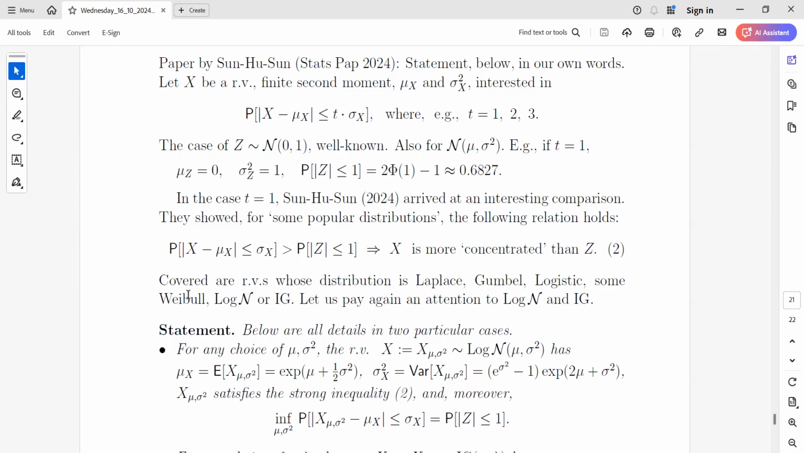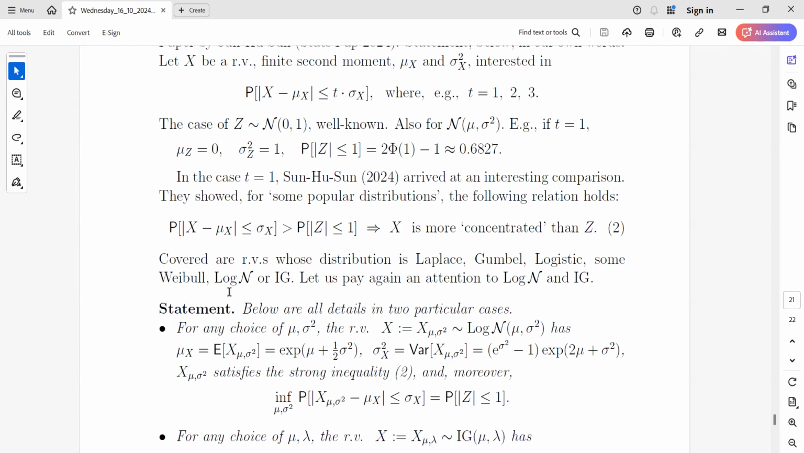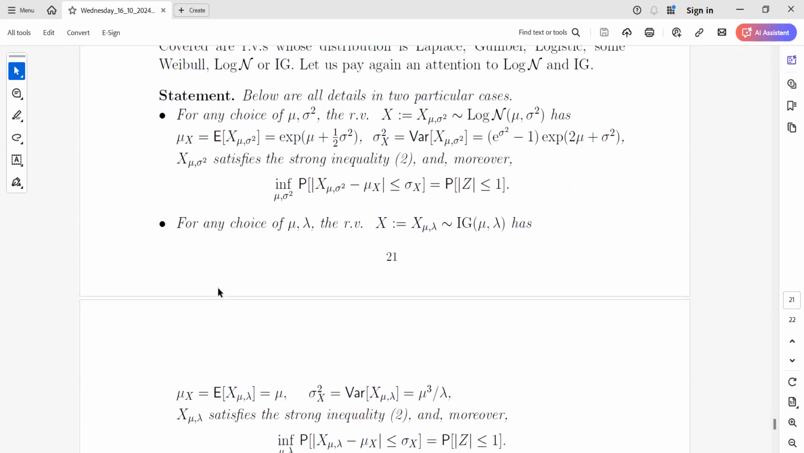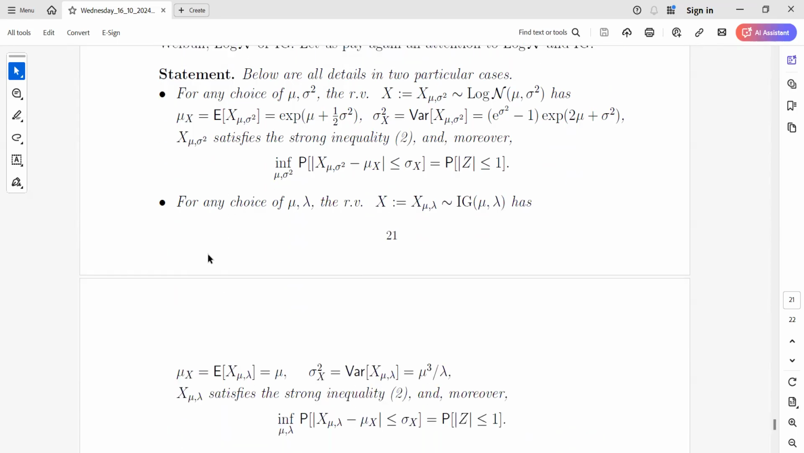that x is more concentrated than z. If it is less, then x is less concentrated than z. And here is the result that by specifying only the log normal, because we like very much this, okay, I'm talking about Dong, me, and me, we like very much the log normal distribution and the inverse Gaussian.